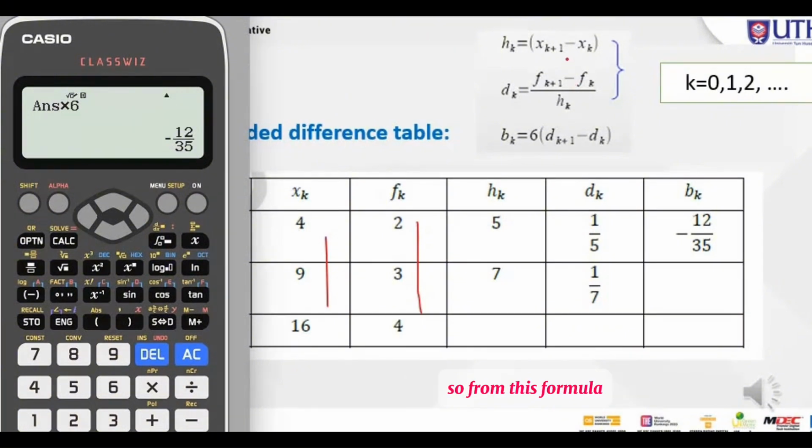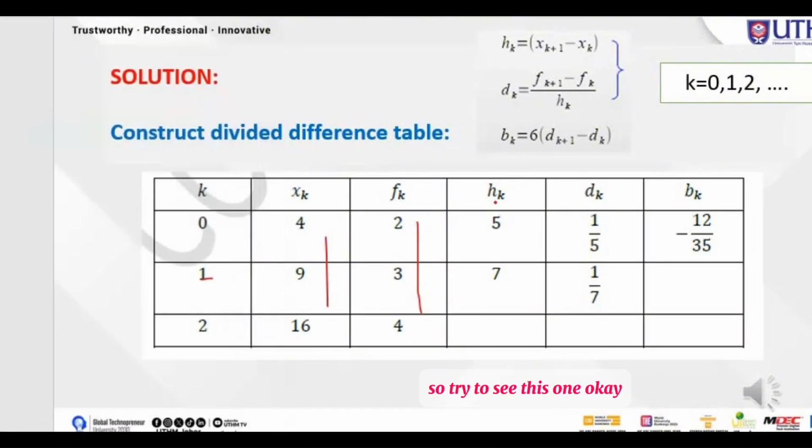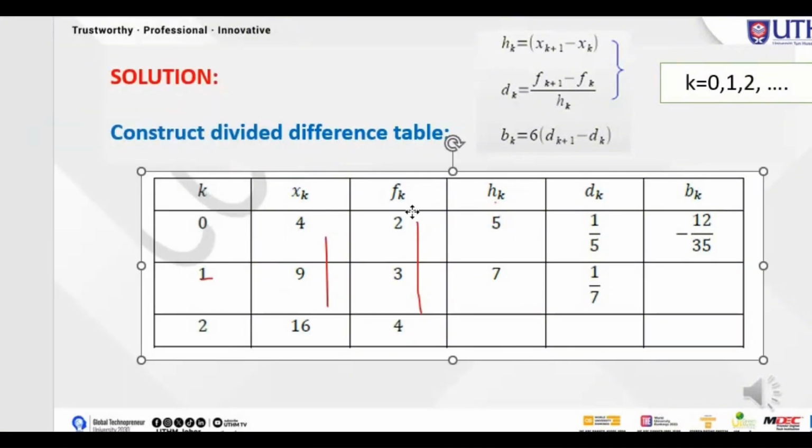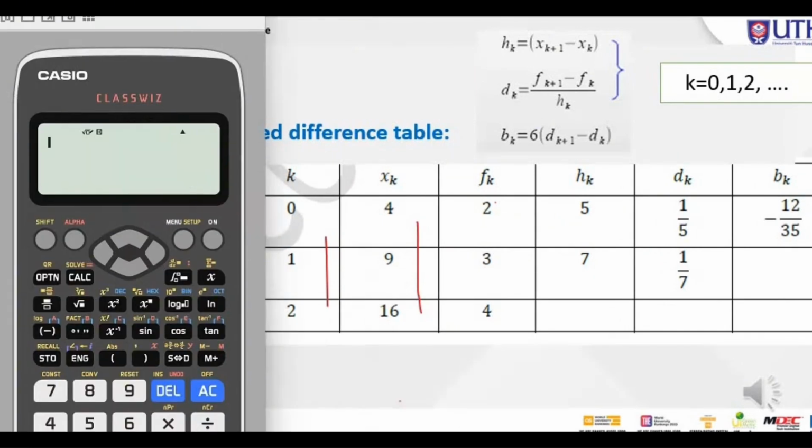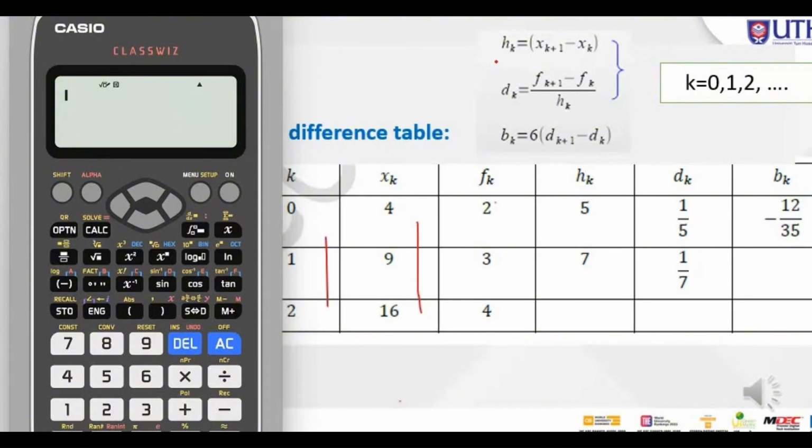So from this formula, how do we actually apply it? Try to see this one. Okay, the first thing, let me arrange this table. From h_k = x_(k+1) - x_k. Now we will start with k = 0. So for k = 0, you will substitute into the equation. So here we will have x_(0+1) - x_0, so here will be x_1.